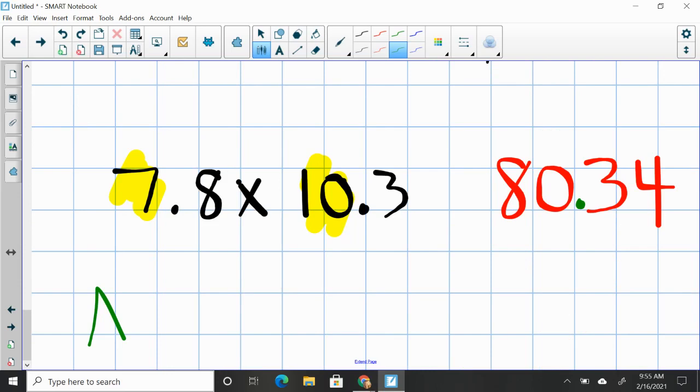So you could think about what I would get if I estimated, or you could figure out where your decimal goes by counting how many decimal places you have in your factors. So I've got 1 here. I sometimes call them scoops. So I've got a scoop and I have a scoop, so I have 2 scoops. And so I know that when I get my answer, I have to move those scoops back to the left. So I have to go 1, 2, back to the left, and there's where my decimal point goes.